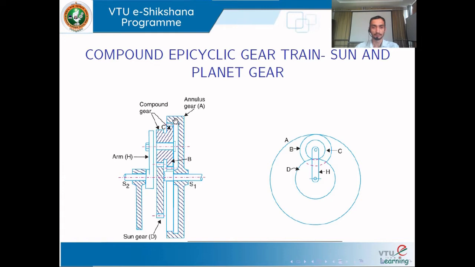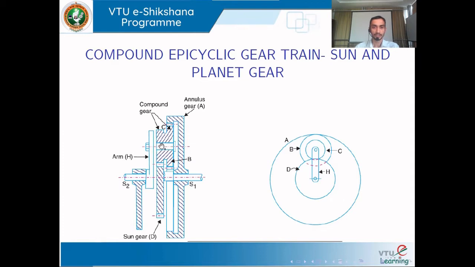On S1 you have a gear, gear A. This gear A is called an annular gear, so it has internal teeth. The gear A is fixed to the shaft S1. Now this internal gear A is in mesh with a compound gear B and C, which are on the same shaft here.